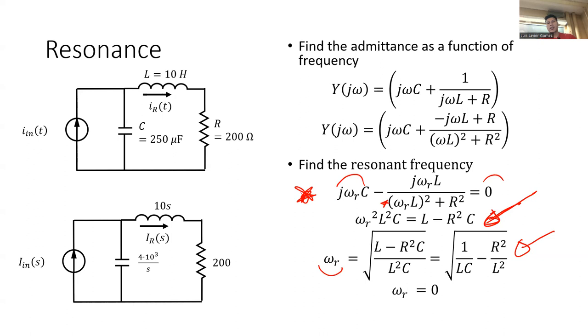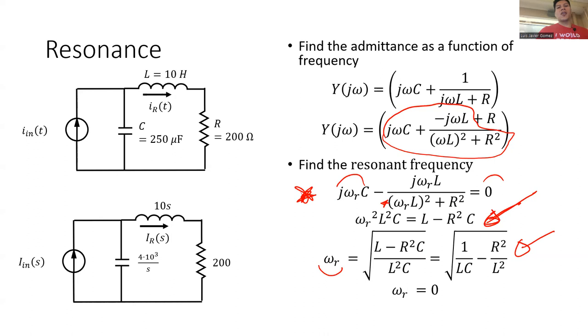It's just a lot of algebra, basically. Fundamentally, all we did was set this thing to zero, and then found the omegas where that works.